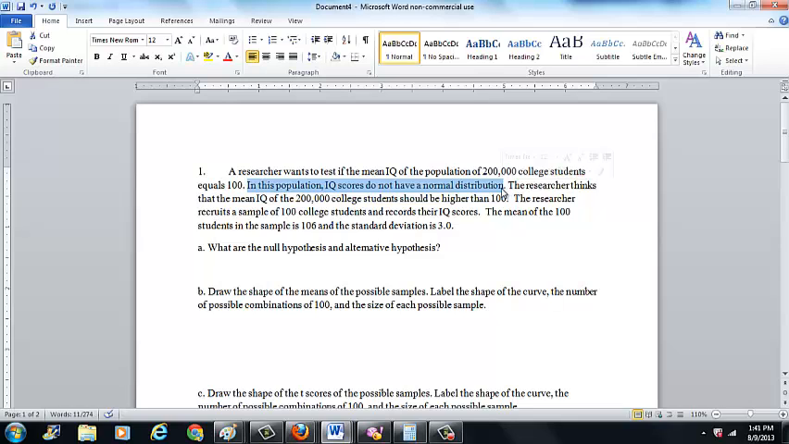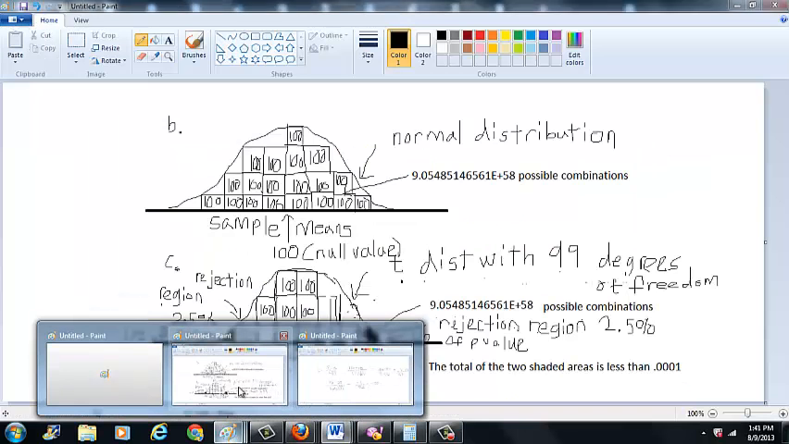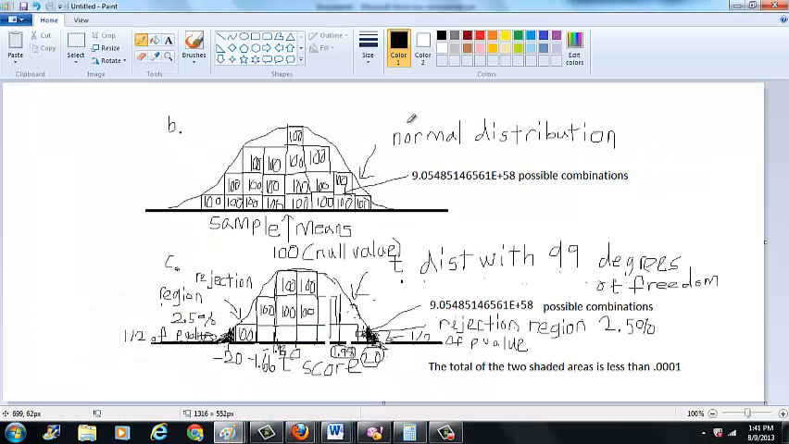So what does that mean? That means in part B, this shape in part B above the sample means will only be normal if the combinations are 30 or larger. The combinations have to be 30 or larger to make up for the population not being normal.